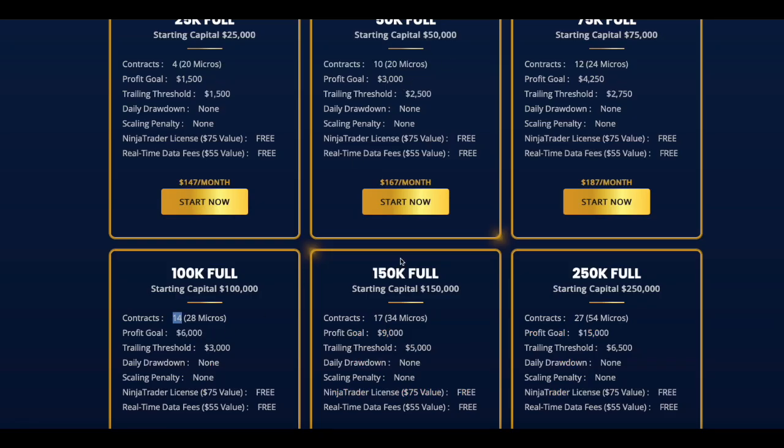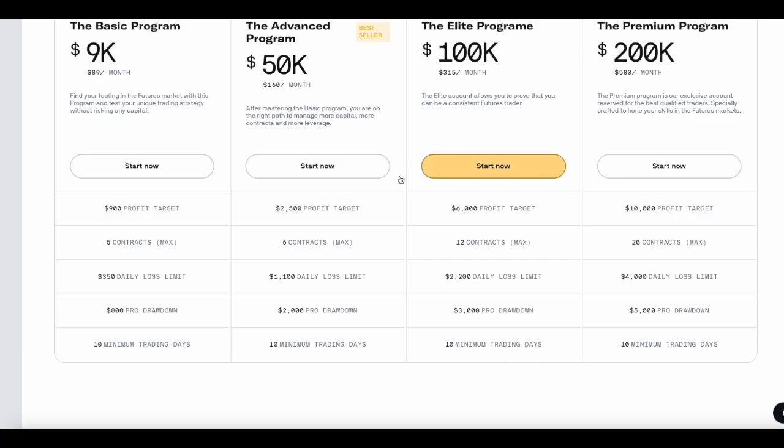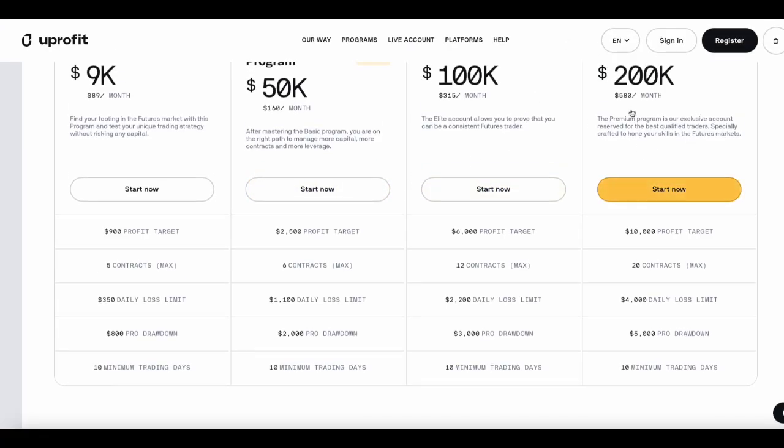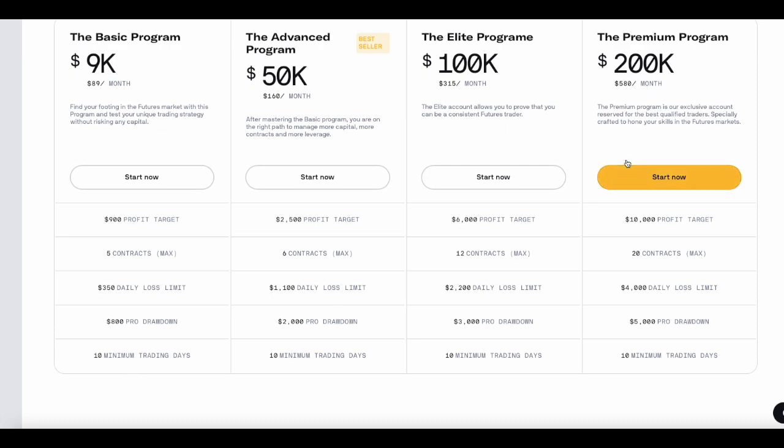What else could you do? You could put a 50 and a 150 together, have 27 contracts combined. A lot more than 16. UProfit Trader actually has a 200K. I will side note this.